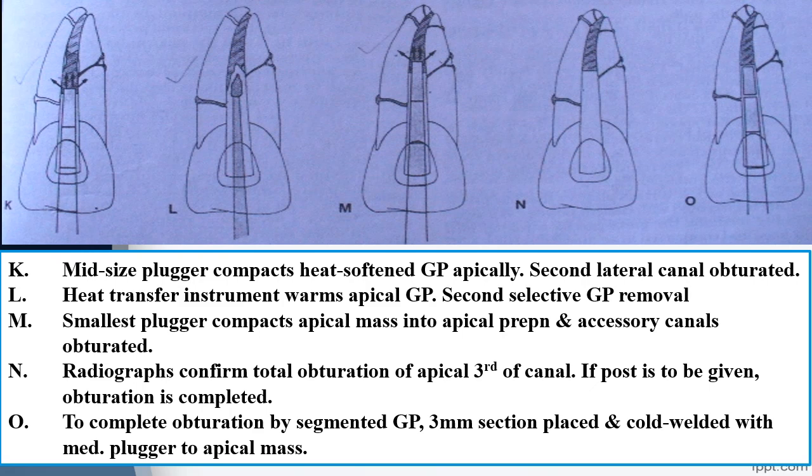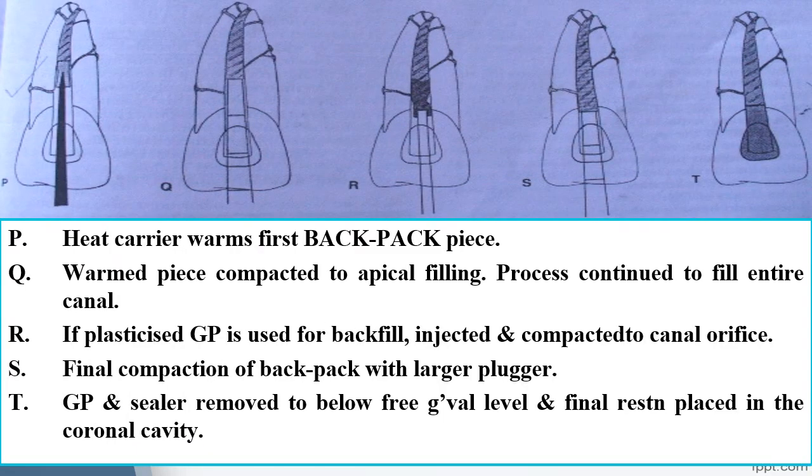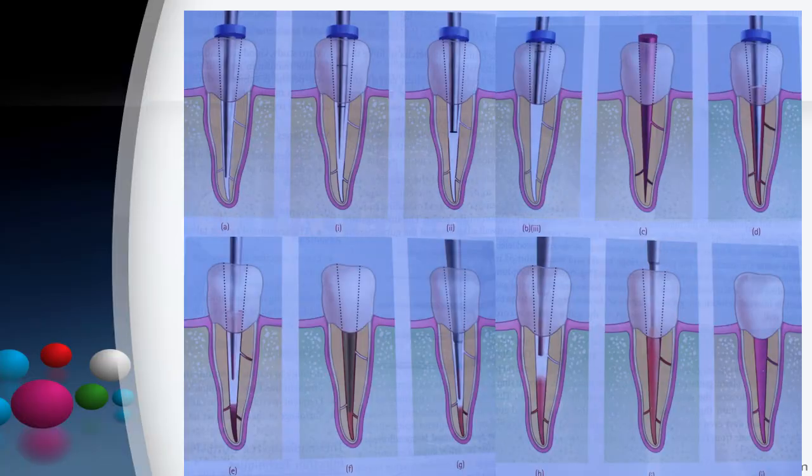To complete the obturation by segmented GP, a 3 mm section is placed and cold welded with a medium-sized plugger to the apical mass. Then the heat carrier warms the first backpack piece, and the warmed piece is compacted to the apical filling, and the process continues until the canal is entirely filled. If plasticized gutta percha is used for backfill, it is injected and compacted to the canal orifice. Final compaction of the backpack is done with a larger plugger. GP and sealer are removed to below the free gingival level, and the final restoration is placed in the coronal cavity.